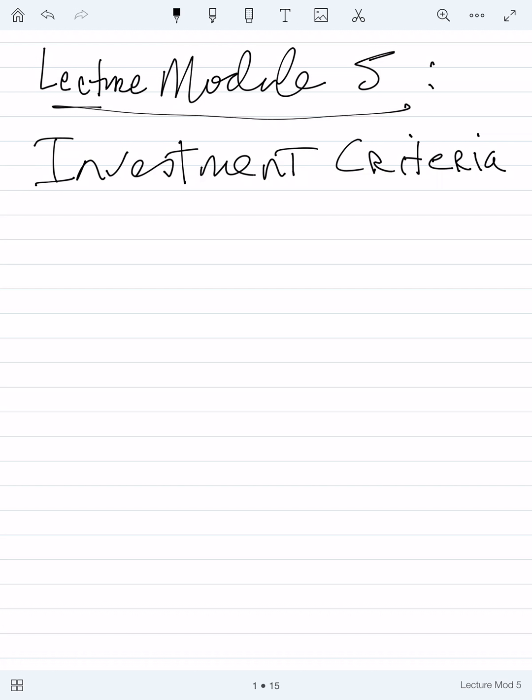This particular module comes at a moment where we basically evaluate different techniques that are used to assess the desirability of long-term asset acquisitions. Here we're in the area of capital budgeting, okay? And capital budgeting is the process of making these long-term fixed asset investment decisions.